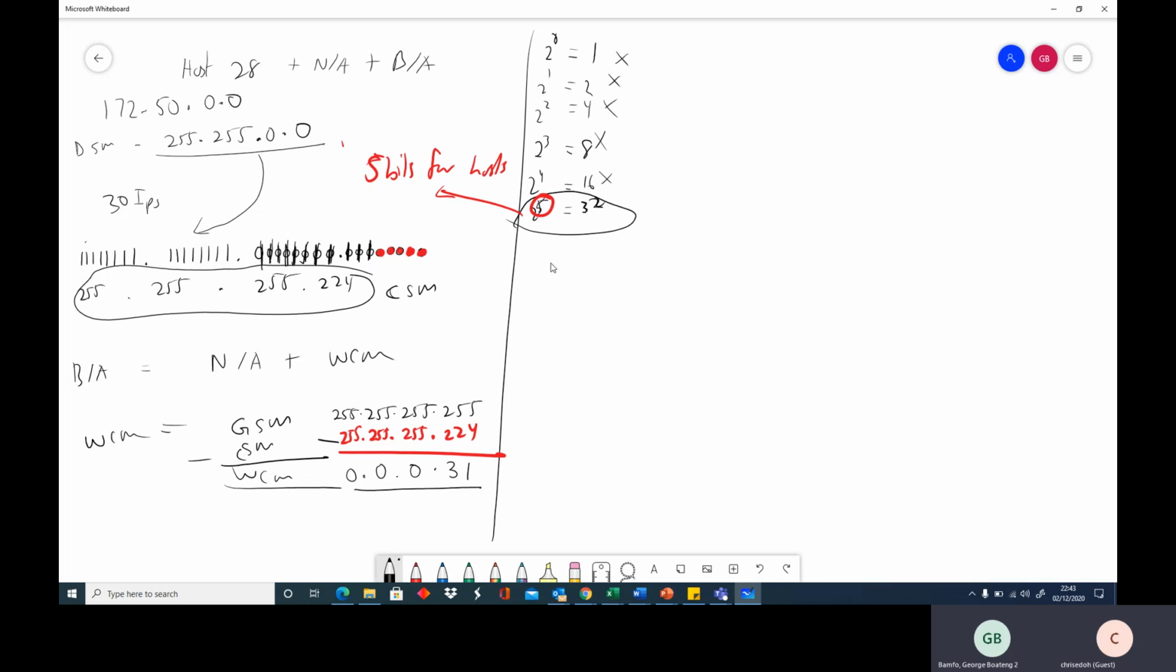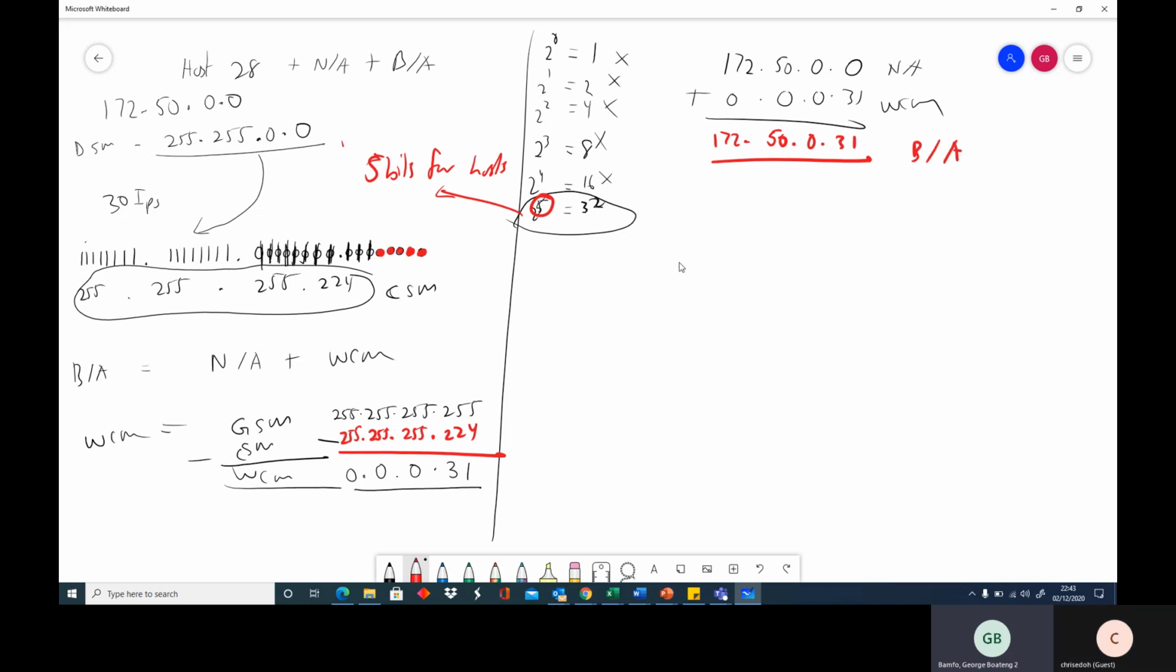Now, when we add it to our network address, which is 172.50.0.0, and our wildcard mask is 0.0.0.31, what do we get? 172.50.0.31. That's our broadcast address, right?